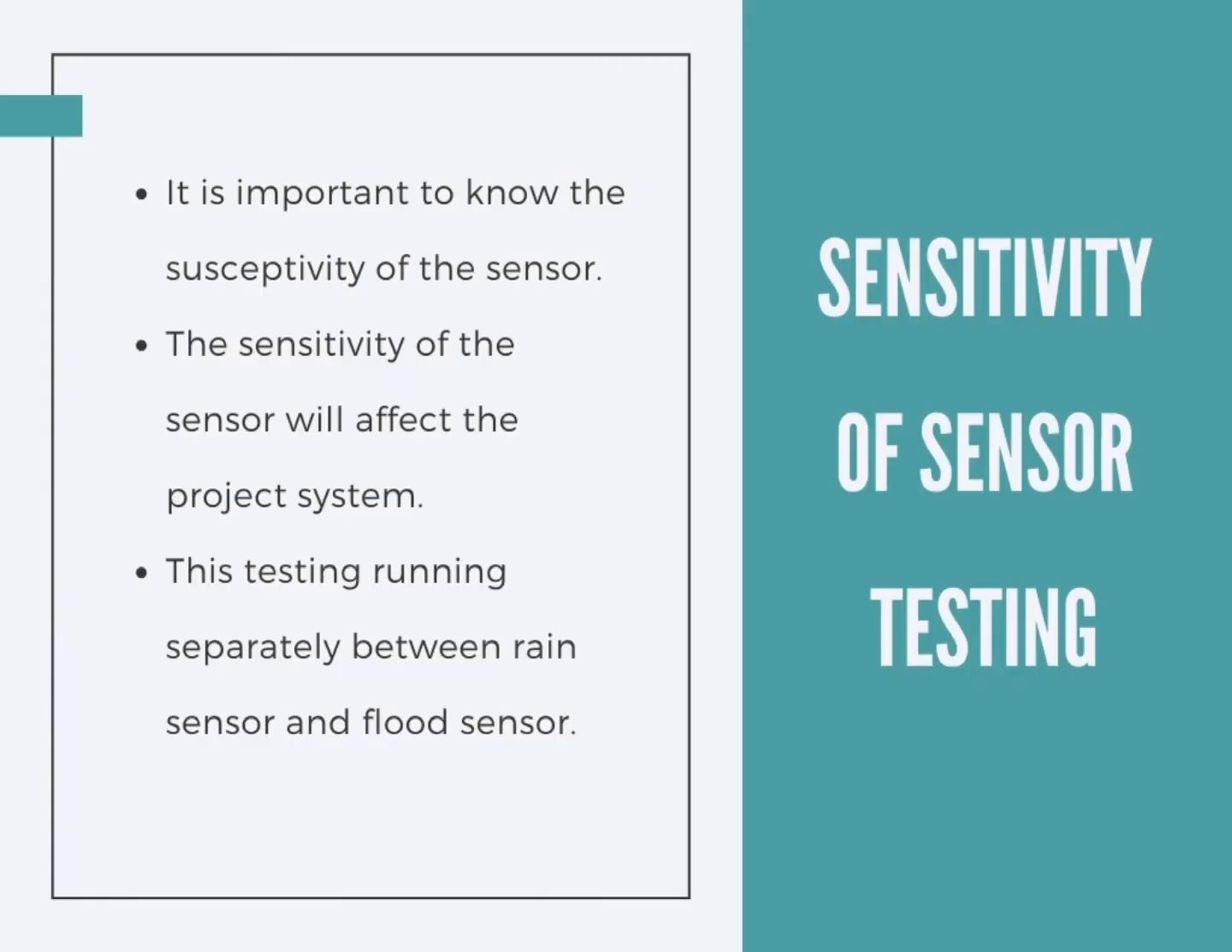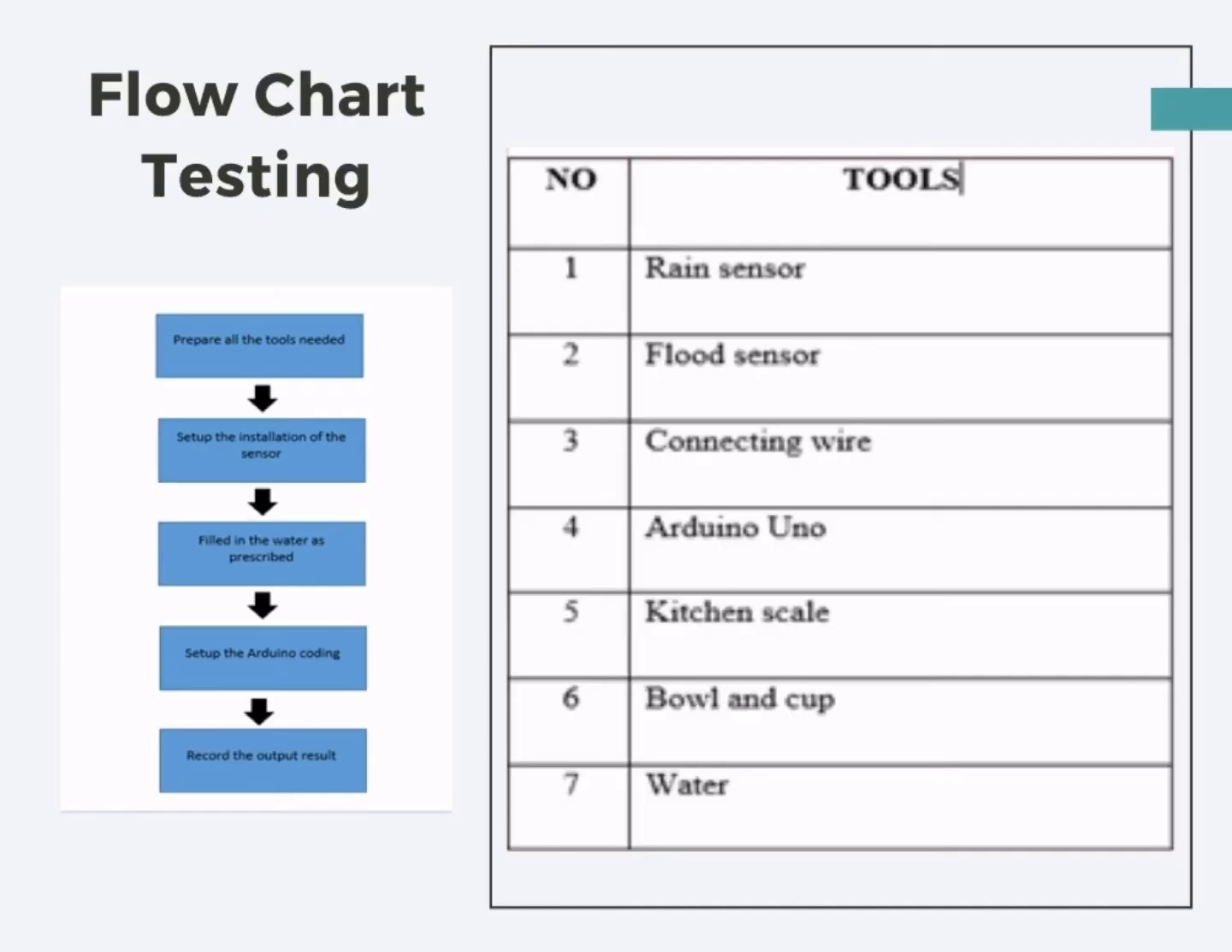Next, the sensitivity of the sensor is tested. It is important to know the sensitivity of the sensor because this will affect the project system. The flowchart of the testing starts from preparing all the tools needed and setting up the installation of the sensor, and then filling in the water as prescribed and setting up the basic Arduino coding. And the output result is recorded.